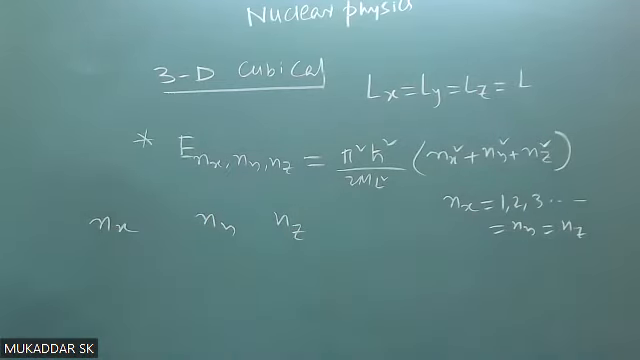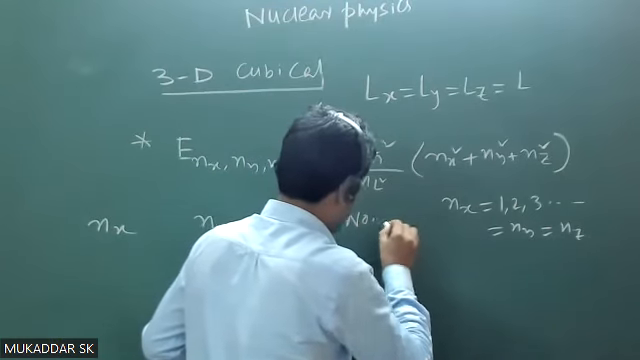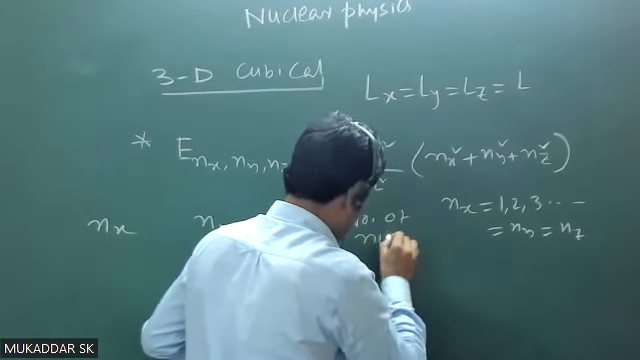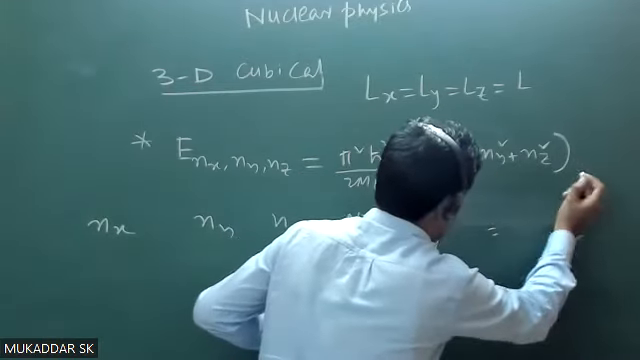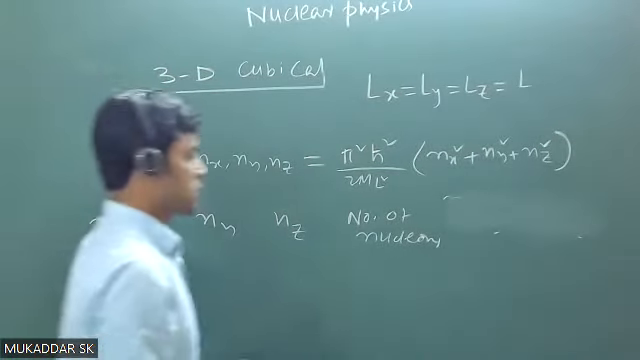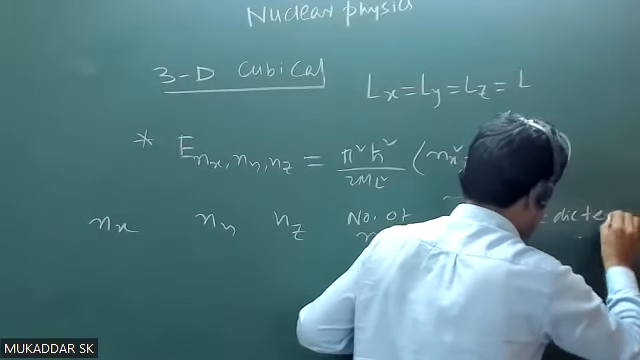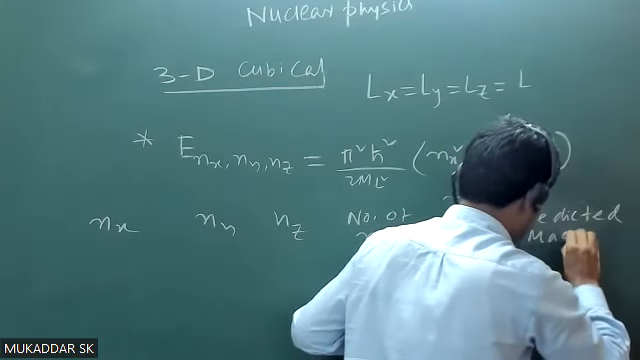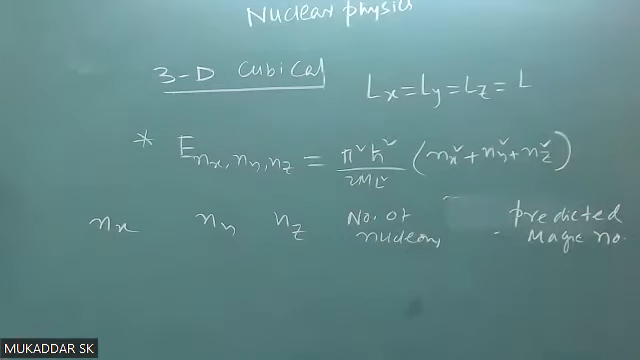nx, ny, and nz, and the number of nucleons. Yes, this type of problem is very important; it came recently and will come again. The number of nucleons, and then you have the predicted magic number. So what can the first set of nx, ny, nz be?